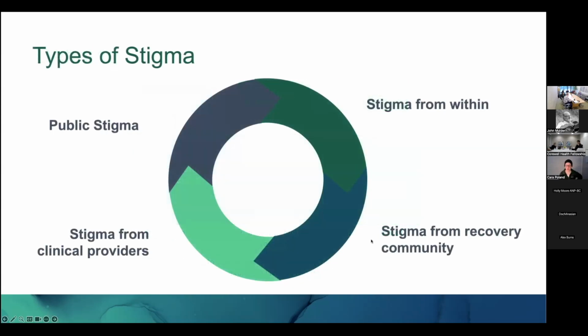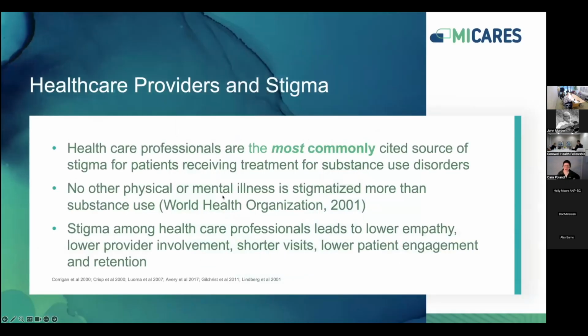So these are the different types of stigma I just reviewed. It is really important to note that healthcare professionals are the most commonly cited source of stigma for patients receiving treatment for substance use disorders. Stigma is real, it's pervasive.